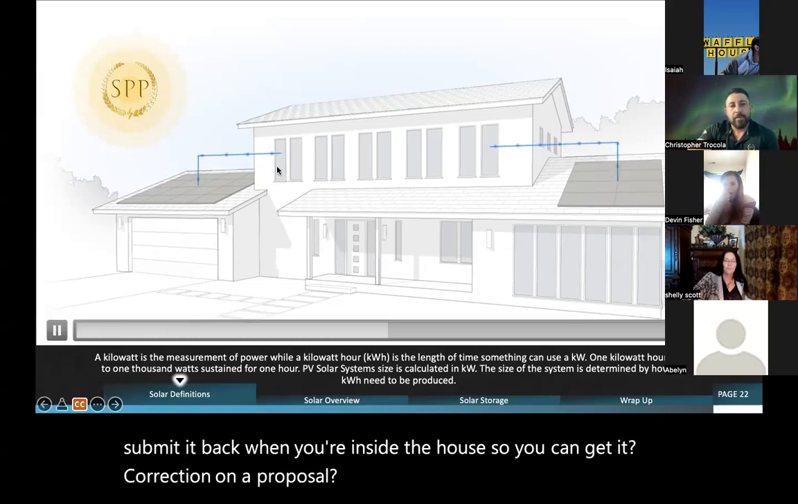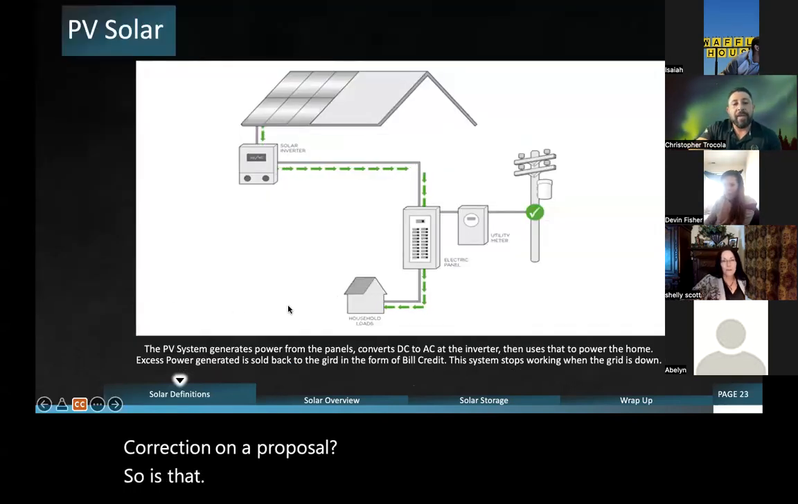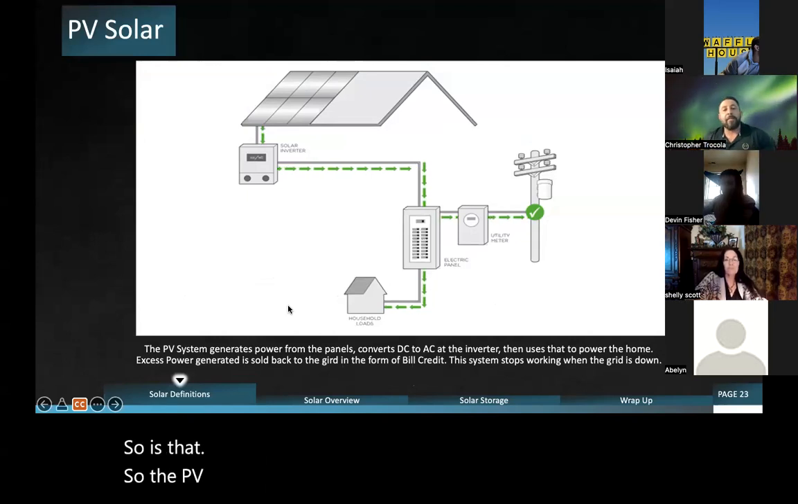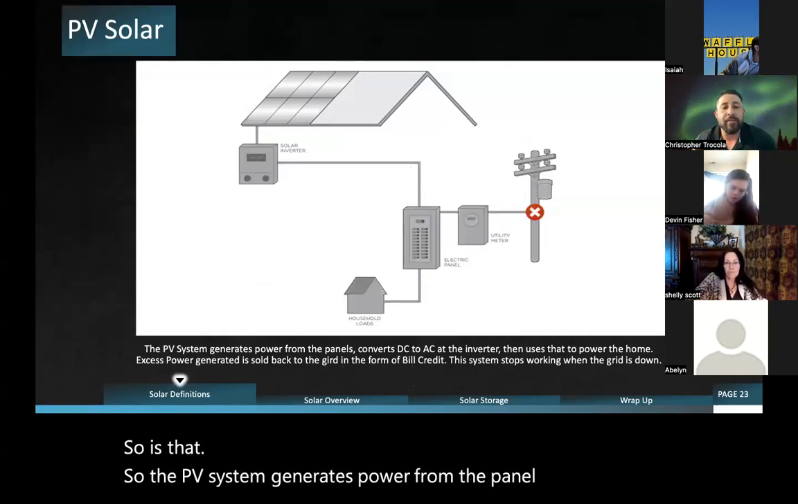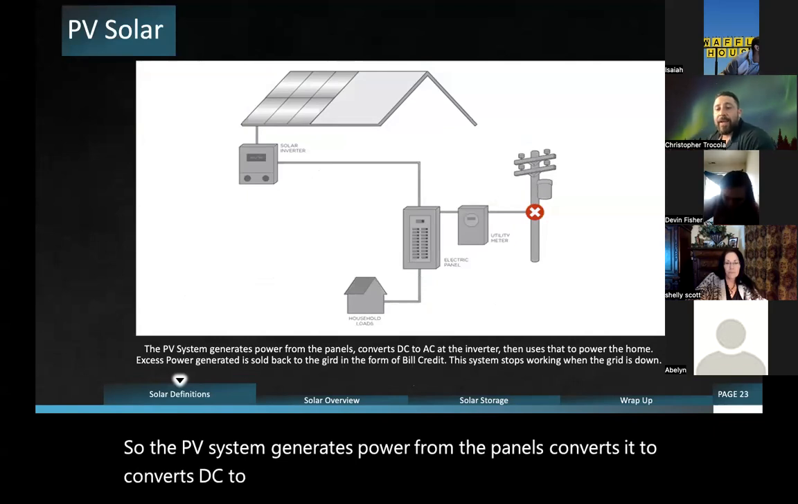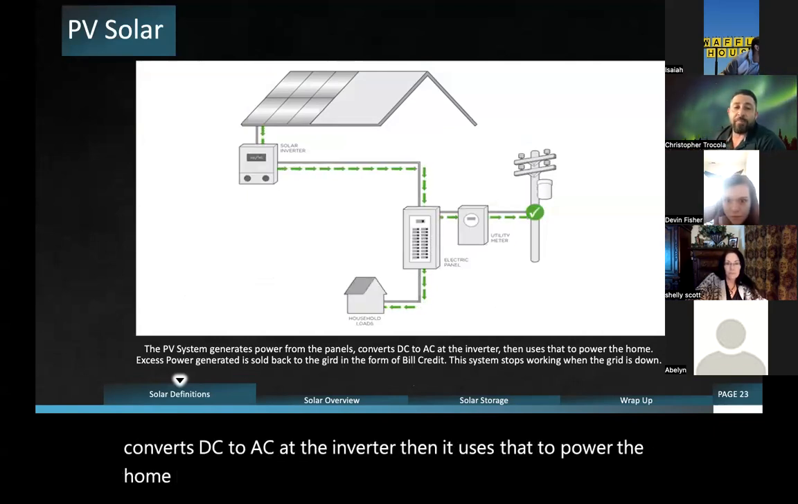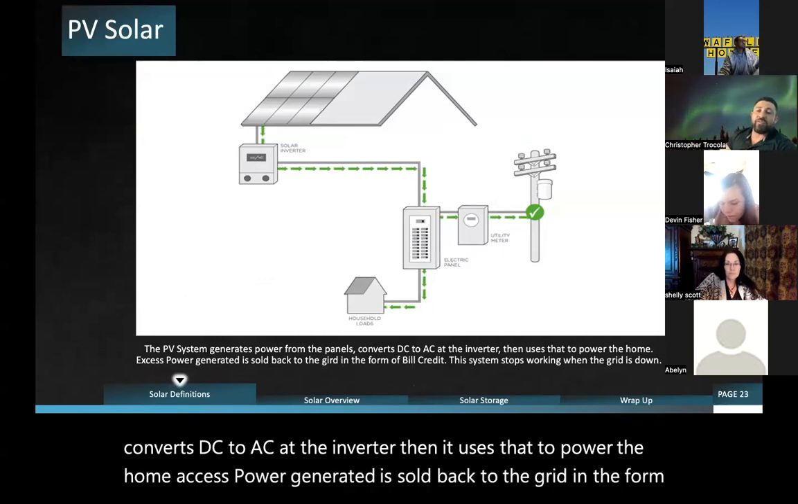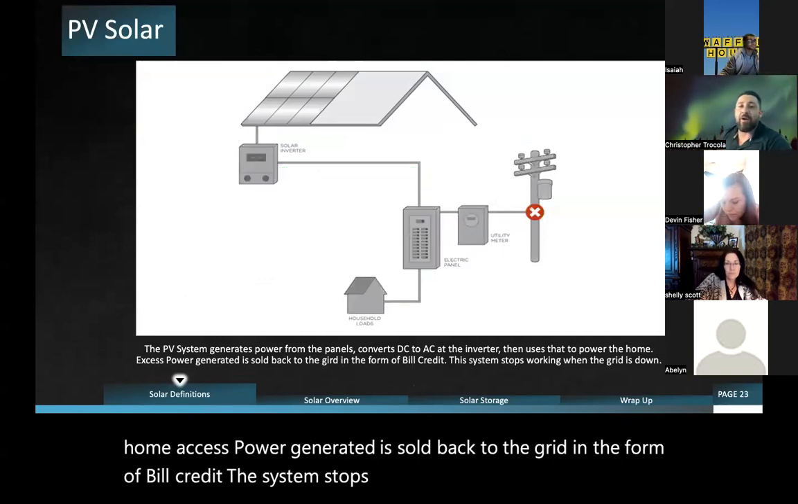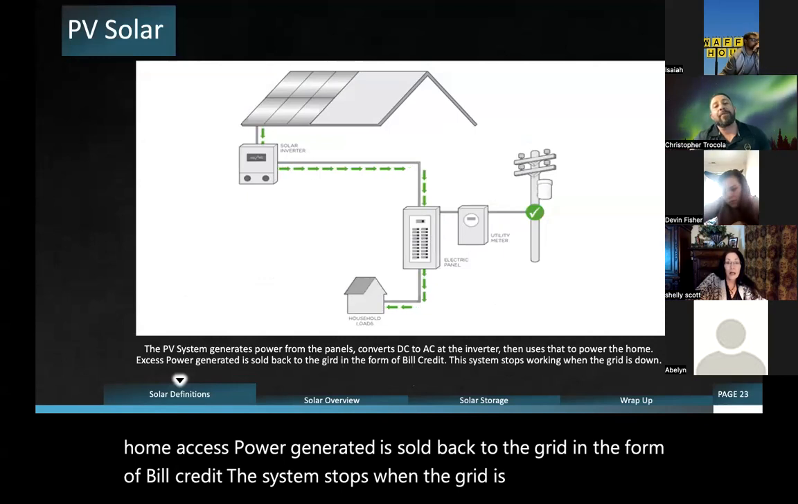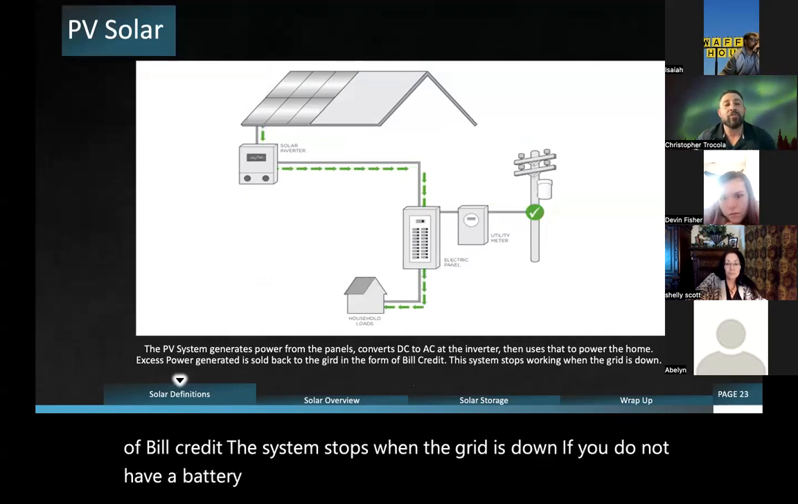Cool. So the PV system generates power from the panels, converts DC to AC at the inverter. Then it uses that to power the home. Excess power generated is sold back to the grid in the form of bill credit. The system stops when the grid is down. If you do not have a battery backup, there is no such thing as trickle power.